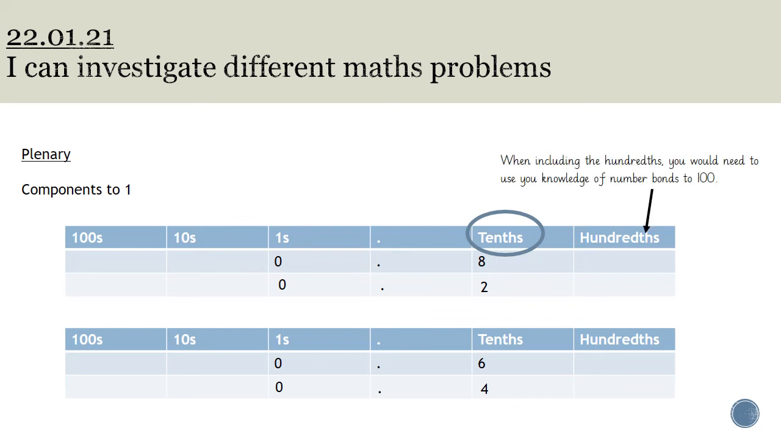This would be the same if we were looking at hundredths. So if there were 2 digits behind the decimal point, we'd need to use our knowledge of number bonds to 100 in order to help us to make 1. But this will be something we'll be looking at in our warm-ups and recaps next week.